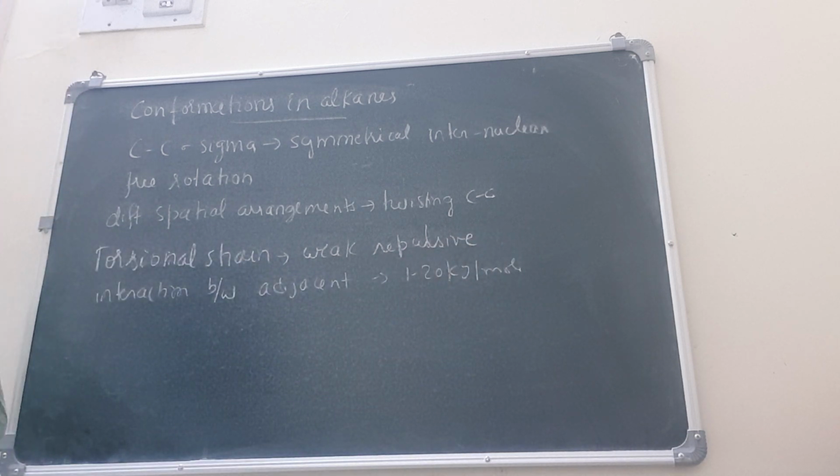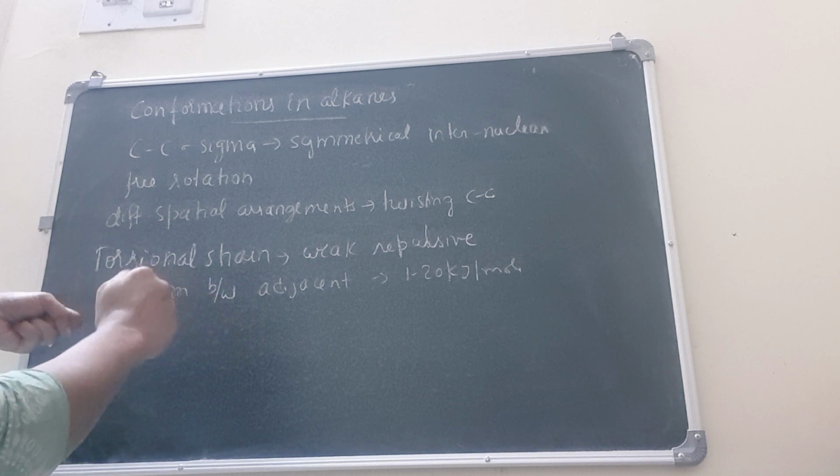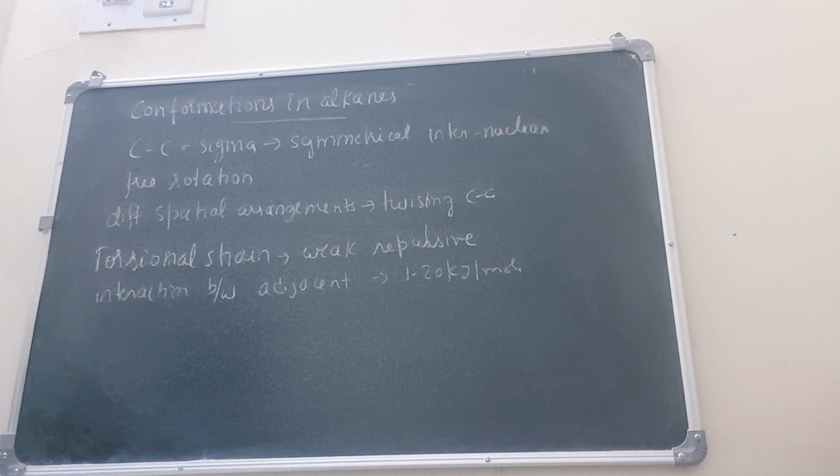Alright, so that energy which is required to overcome the torsional strain. Torsional strain is like a kind of tension you can figure out. It's a kind of resistance. It tries to resist that change. The more you want, the more is the repulsion, more is going to be the strain. Alright, so torsional strain is a weak repulsive interaction between adjacent bonds, and it has to overcome an energy barrier of 1 to 20 kilojoules per mole.